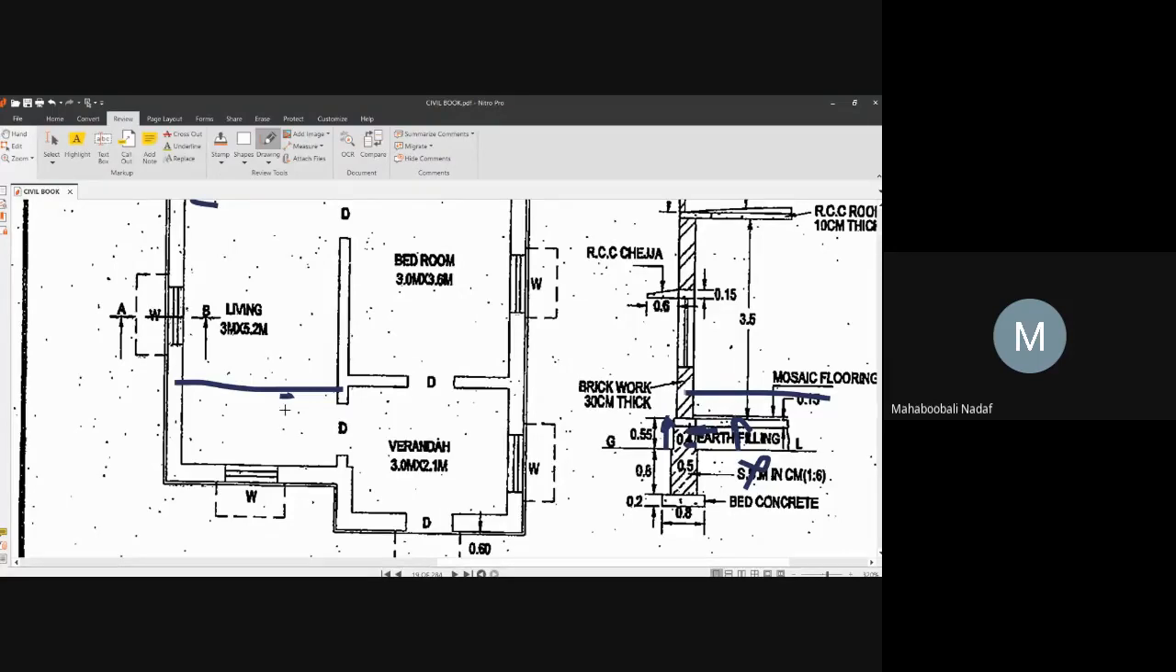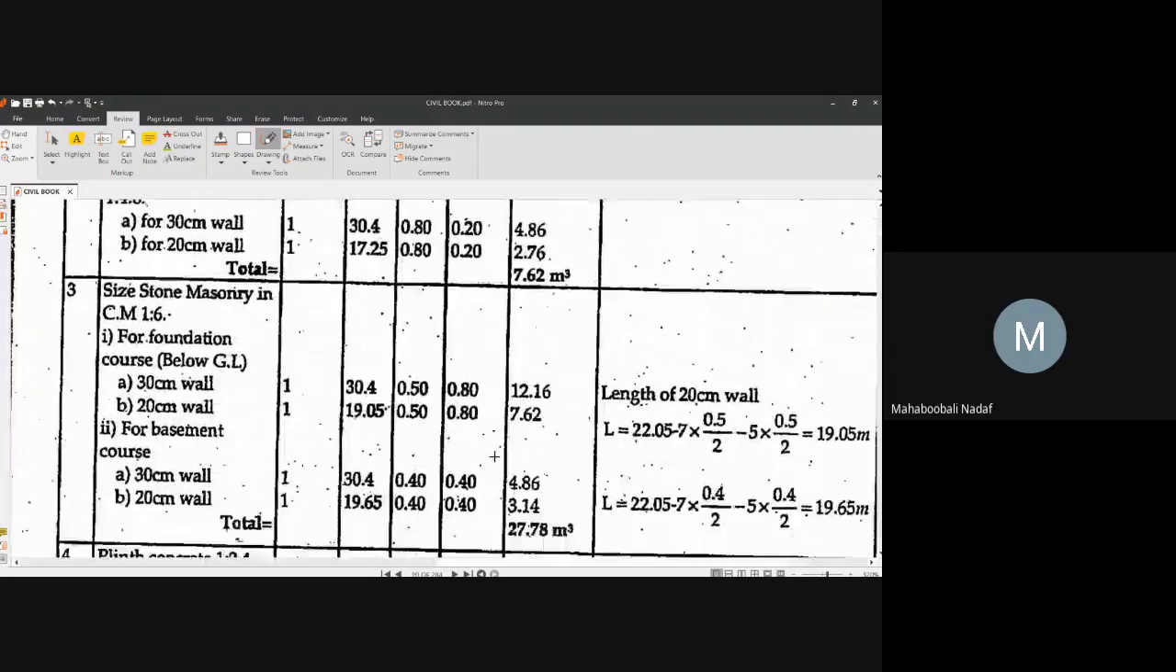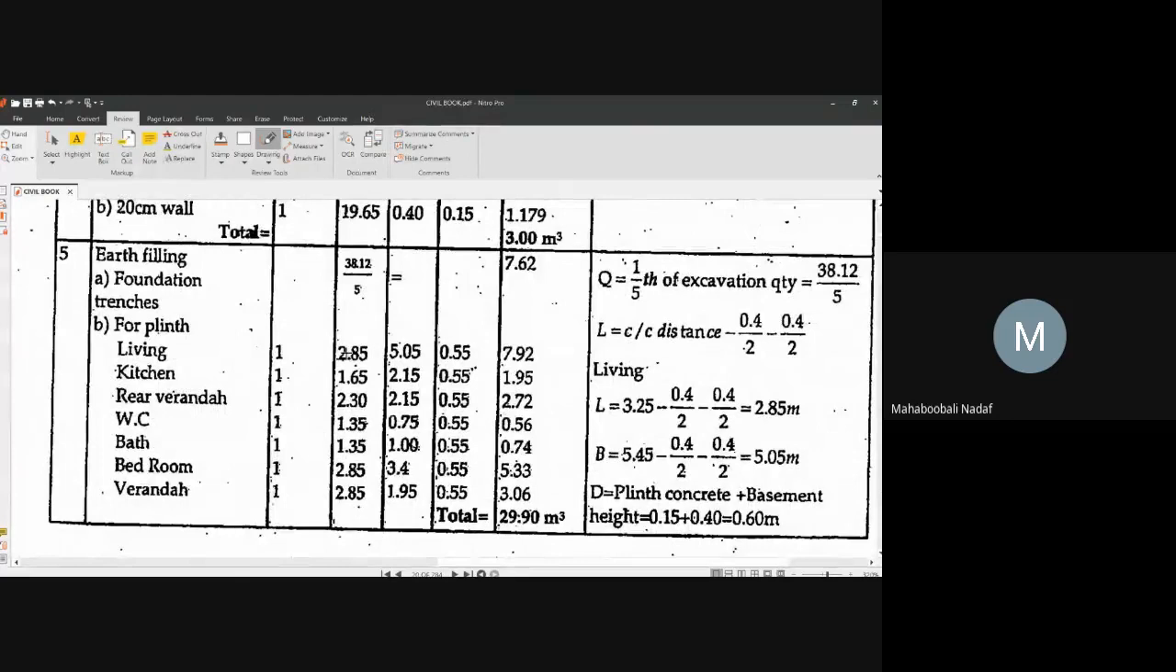Similarly, in this direction, what was the center to center? 5.2 plus 0.3 by 2 plus 0.2 by 2. It was there, center to center. 5.45. Correct? Now in that minus 0.4 by 2, minus 0.4 by 2. 5.05. Is that clear? Now you understand here. So that is what it is written, 2.85, 5.05.